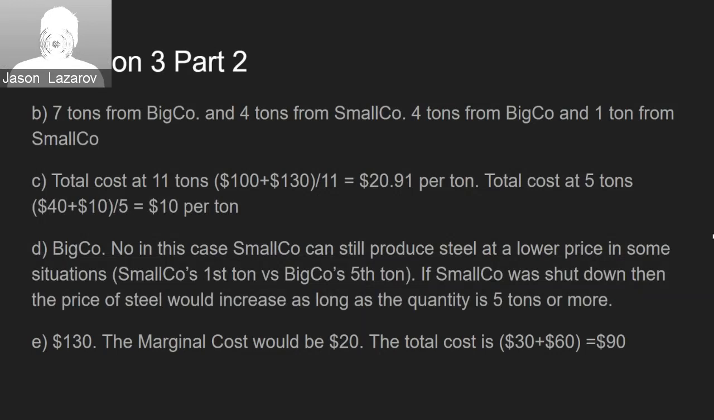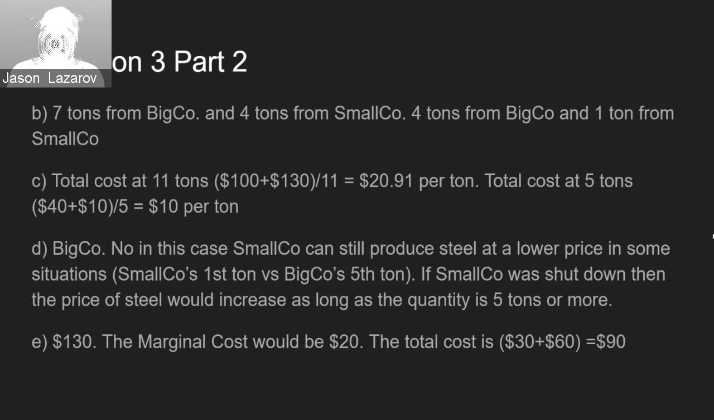Then for part D, it asks what is the low-cost producer, and that would be Big Co. It also asks whether it would be a good idea to remove the high-cost producer, that is Small Co. But this would not be a good idea because Small Co can still produce steel at a lower price in some situations. That would be Small Co's first ton versus Big Co's fifth ton. So if Small Co was shut down, then the price of steel would increase as long as the quantity was 5 tons or more.